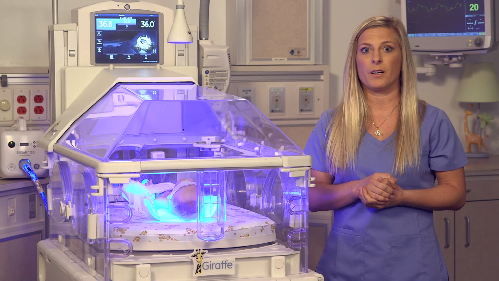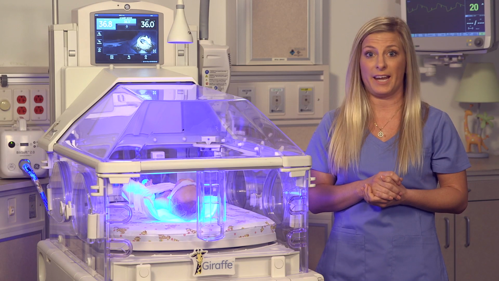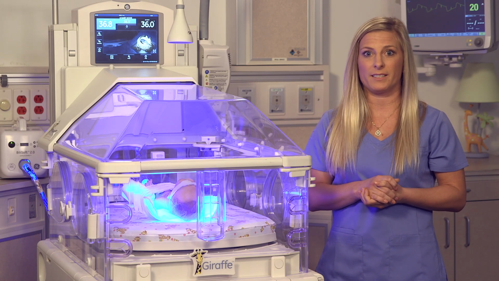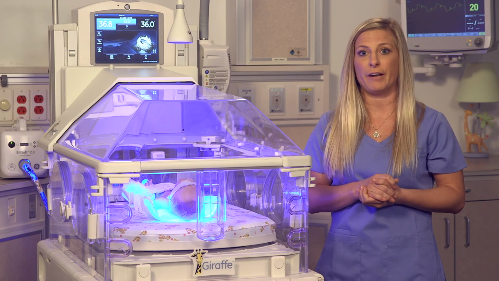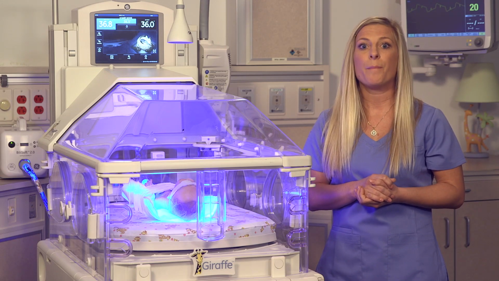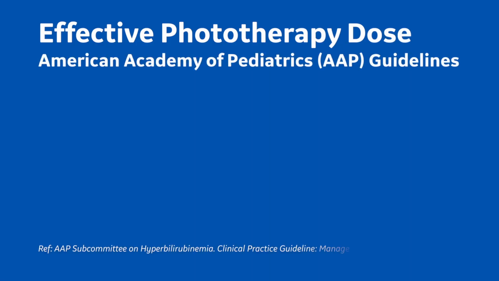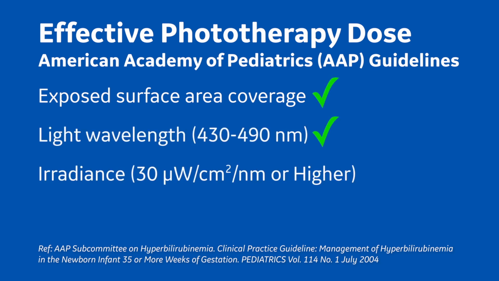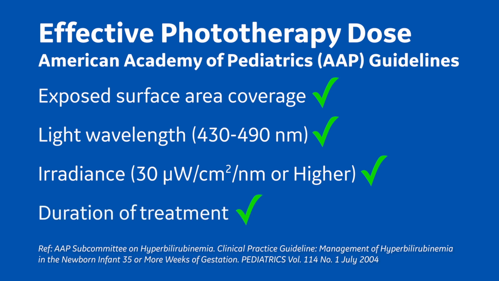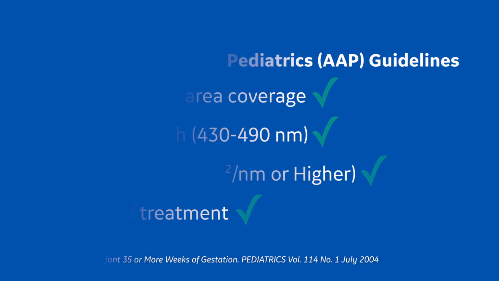Back in 2004, the American Academy of Pediatrics, the AAP, came out with the Clinical Practice Guidelines, Management of Hyperbilirubinemia in the Newborn Infant 35 or more weeks of gestation. Per the AAP guidelines, effective phototherapy is an equation of the exposed surface area coverage, light wavelength, the irradiance or intensity of the light. And equally important is the duration of exposure to phototherapy to decrease the bilirubin to safe levels. These 4 things help to make up the effective overall dose of phototherapy.